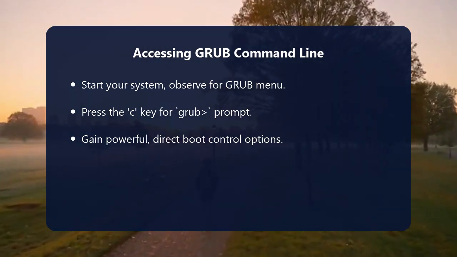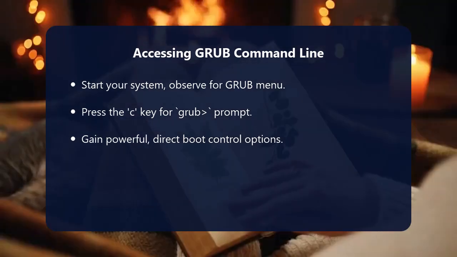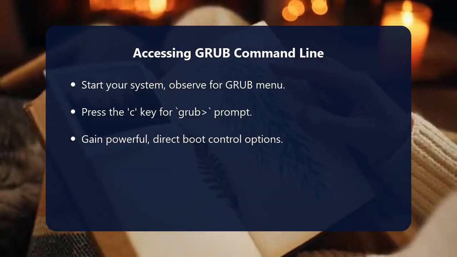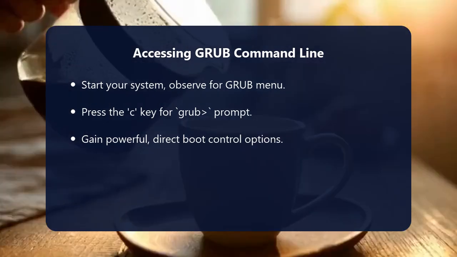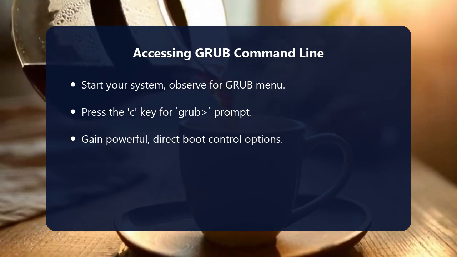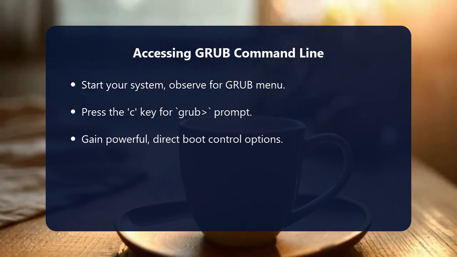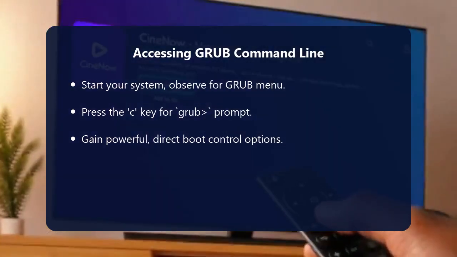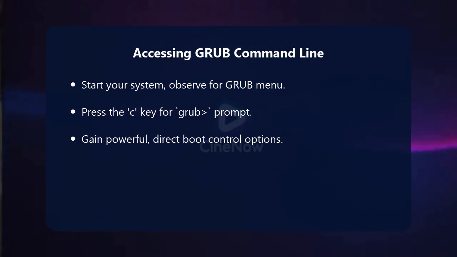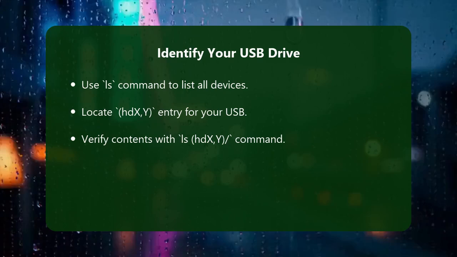First, ensure you have a bootable USB drive prepared with your desired operating system or rescue environment. This could be a Linux distribution, a Windows installer, or a specialized recovery tool. Next, you need to access the GRUB command line. Typically, when your system starts, you'll see the GRUB menu. If it flashes too quickly, repeatedly press the C key during boot when the GRUB menu or a loading GRUB message appears. This will drop you into the GRUB prompt, giving you direct control.